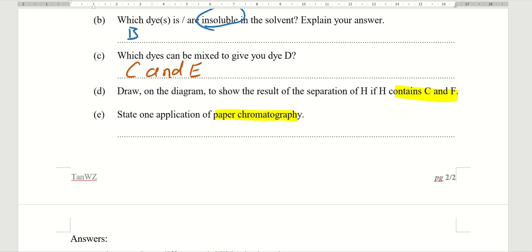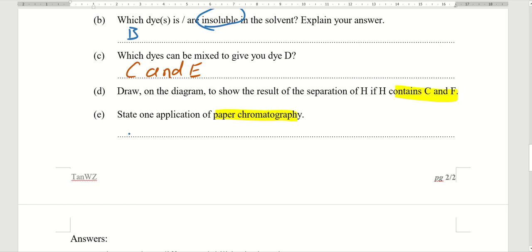You won't be able to tell. You can use chromatography for other things, but not paper chromatography. You cannot separate DNA samples with paper chromatography, but you can separate DNA samples using chromatography. There are other types of chromatography out there that will do the job, but not paper chromatography in this case. So looking back at the question, state one application of paper chromatography.